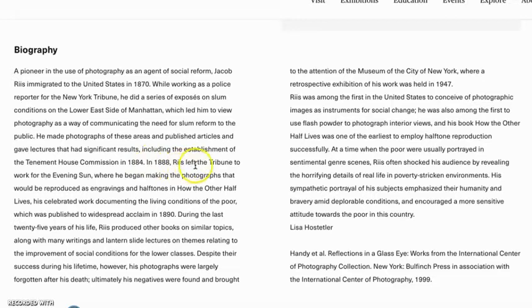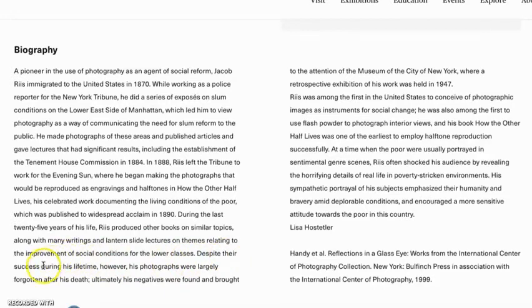In 1888, Riis left the Tribune to work for the Evening Sun, where he began making the photographs that would be reproduced as engravings and halftones in How the Other Half Lives, his celebrated work documenting the living conditions of the poor, which was published to widespread acclaim in 1890. During the last 25 years of his life, Riis produced other books on similar topics, along with many writings and lantern slide lectures on themes relating to the improvement of social conditions for the lower classes.